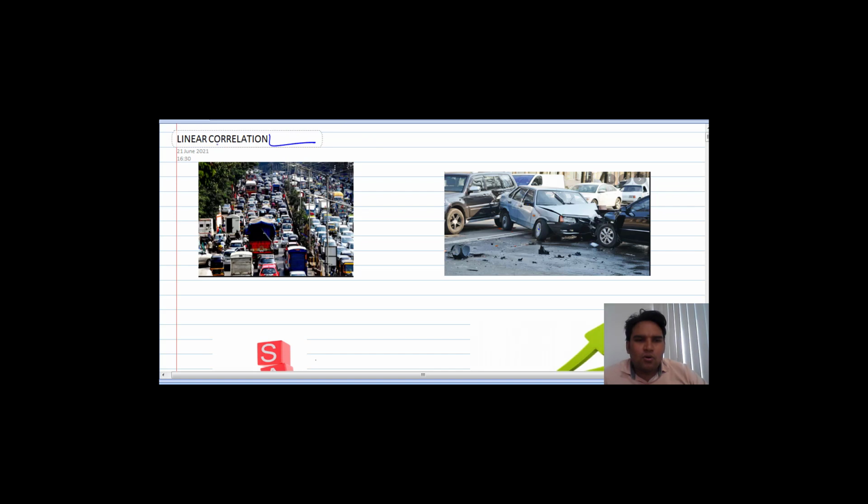So correlation, now before I explain you the meaning of correlation, you need to understand some concepts. मतलब correlation को समझने से पहले you need to understand some concepts. Now you can see there is an image of the number of vehicles on the road here, and here the number of accidents is given. The image of accidents of the car is given.